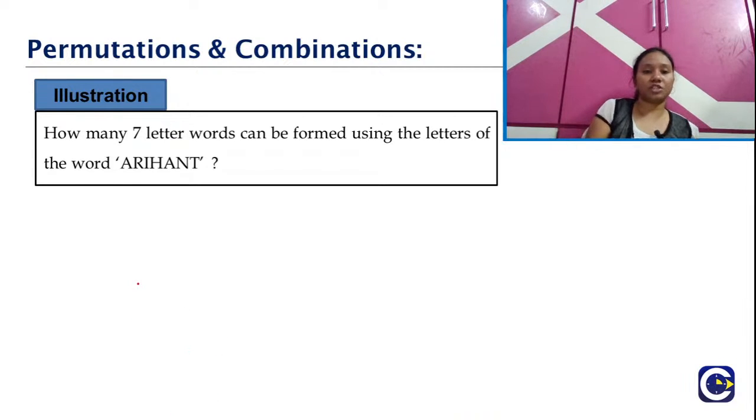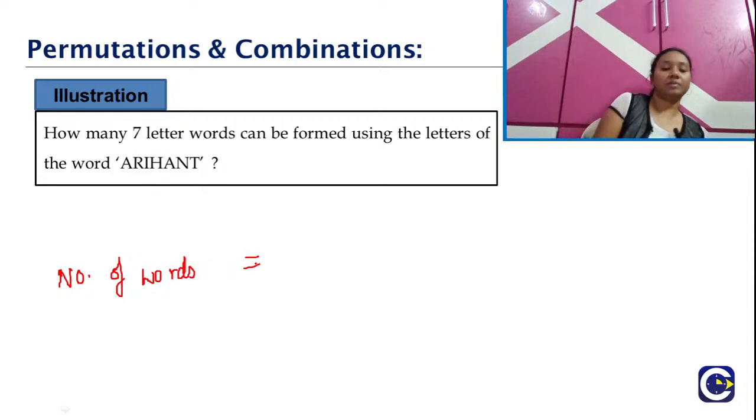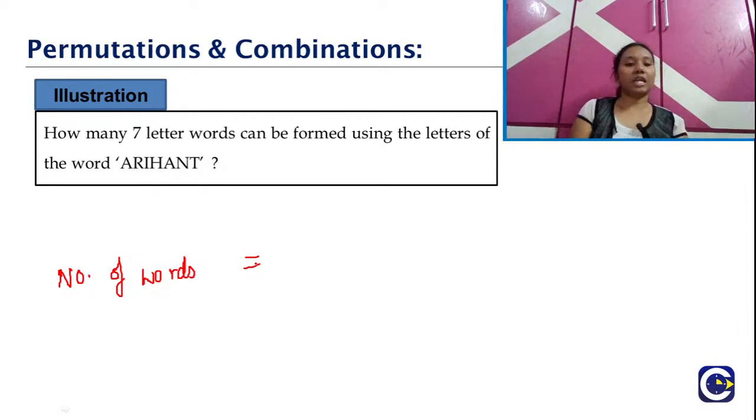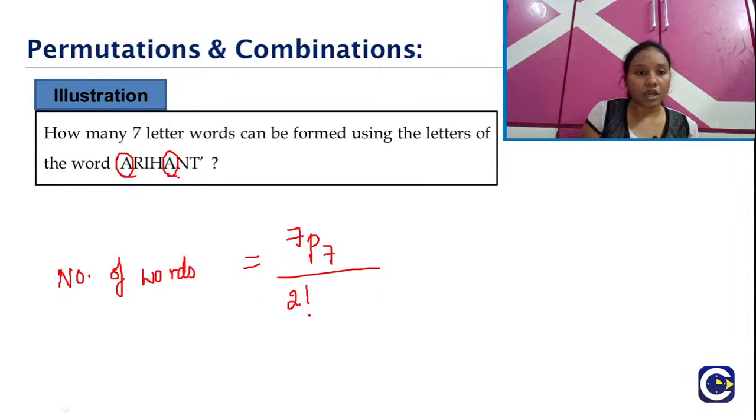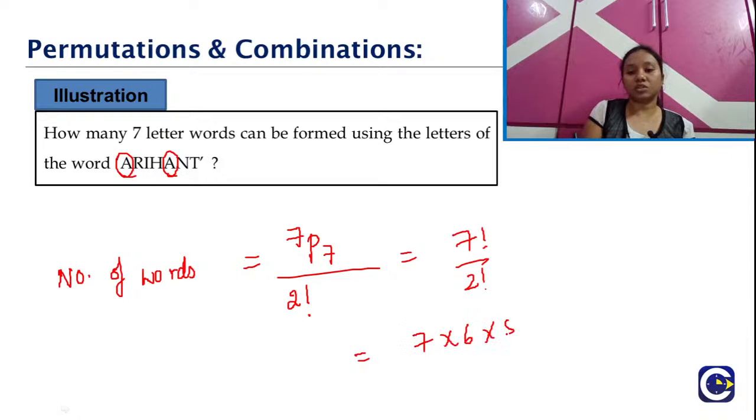So the number of permutations, or else we can say the number of words, will be equal to... How many letters are we having? 7-letter words. So all will be selected. So 7P7 divided by any repetitions. So A is repeating twice, so 2 factorial, and the remaining are different. So it will be 7 factorial by 2 factorial, where the answer will be 7 into 6 into 5 into 4 into 3.